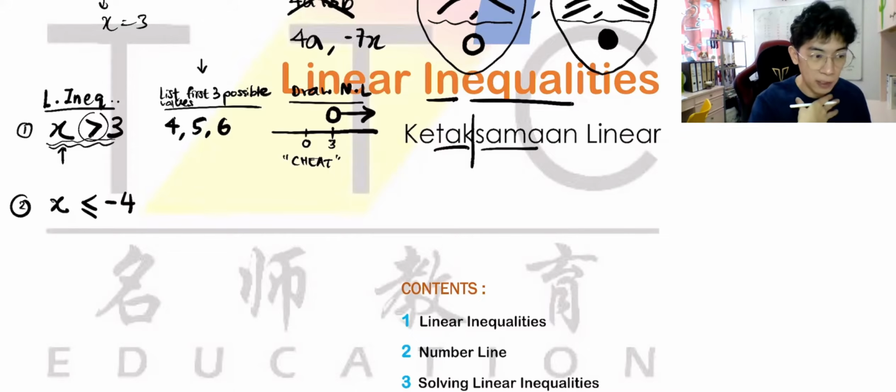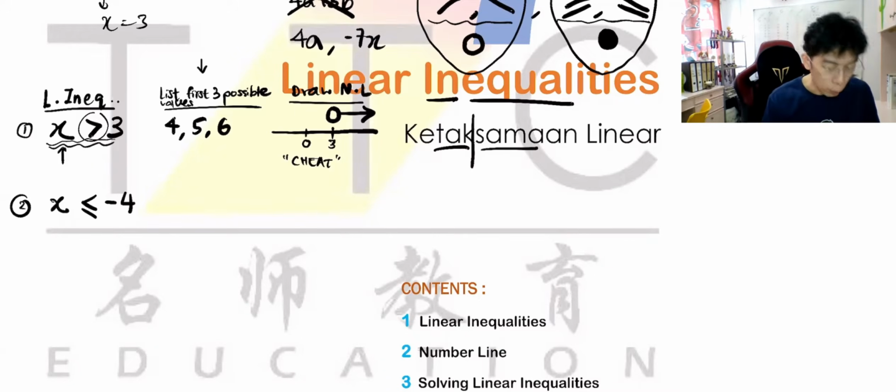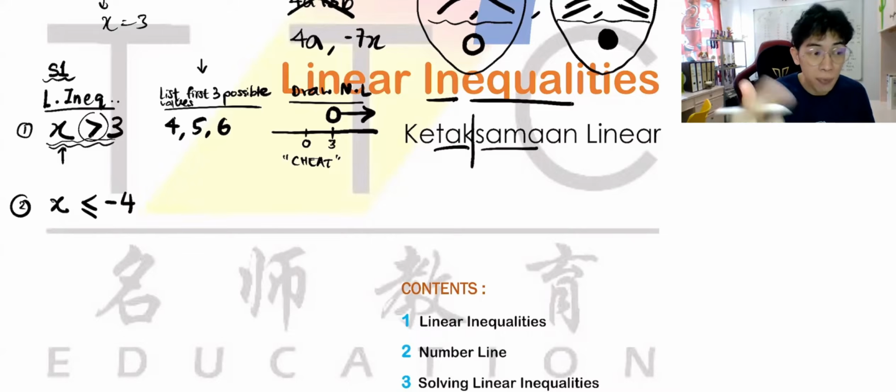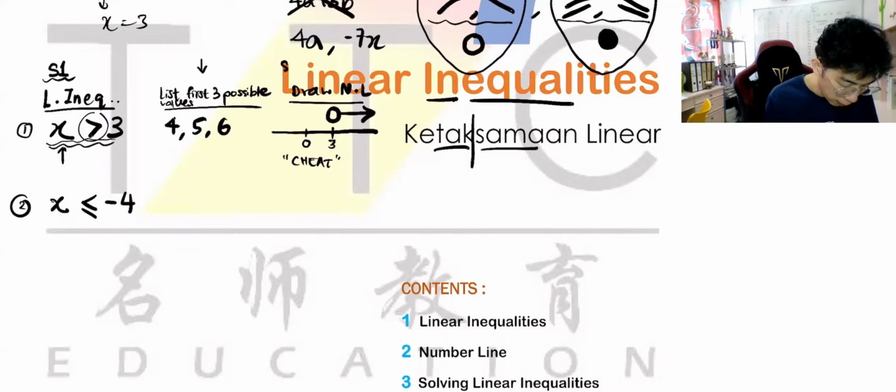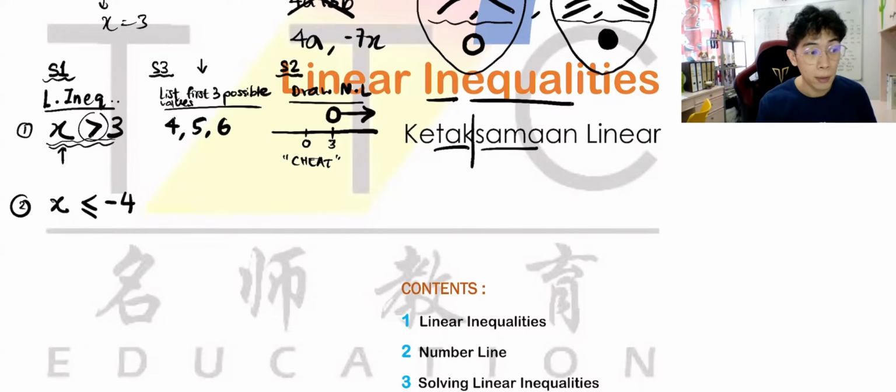I'm not good at quick maths. So I will prefer students to always draw a number line first before you decide your first three values. If you can instantly get your first three possible values, nice, it's okay. But if you are not so good at that, step number one, they provide you the question. Step number two, always go for the number line first. And then finally come to step number three.